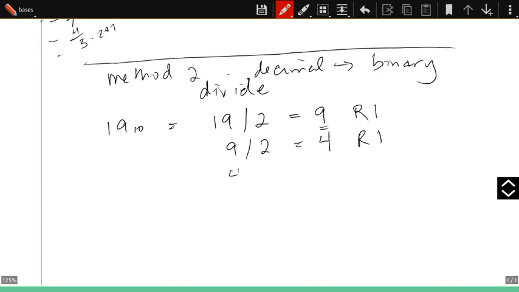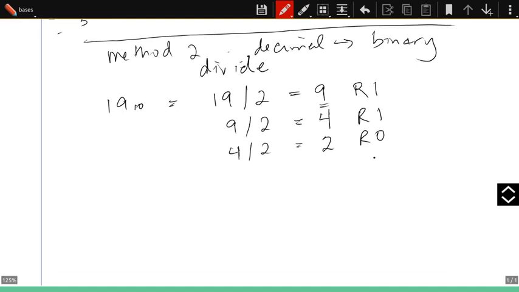Then we take the 4, because 4 can also be divided by 2. It's still bigger or equal than 2, and we get a 2, and this time we get a remainder of 0. Now 2 can still be divided by 2, so we have to keep dividing until our quotient is less than the base that we're trying to convert to. So we say 2 divided by 2, that gives us a 1 with a remainder of 0. And now we're down to 1. This number can no longer be divided by 2, it's less than 2, so we're done.